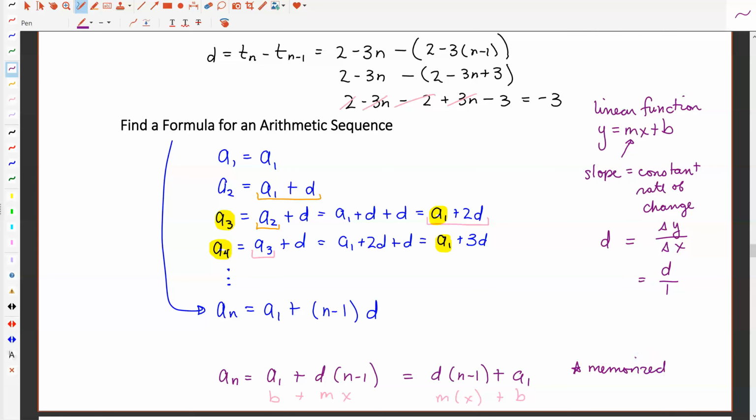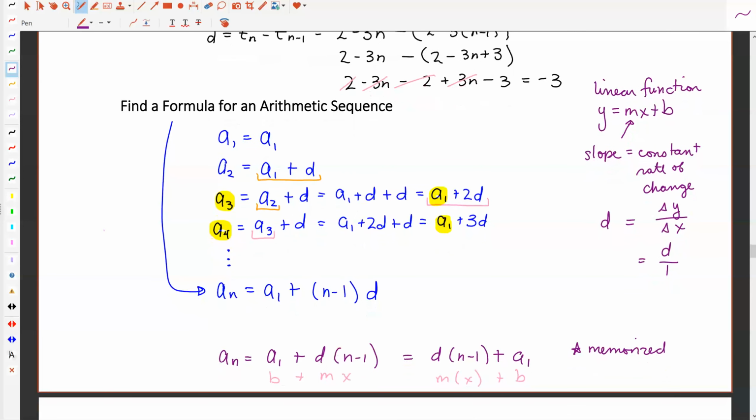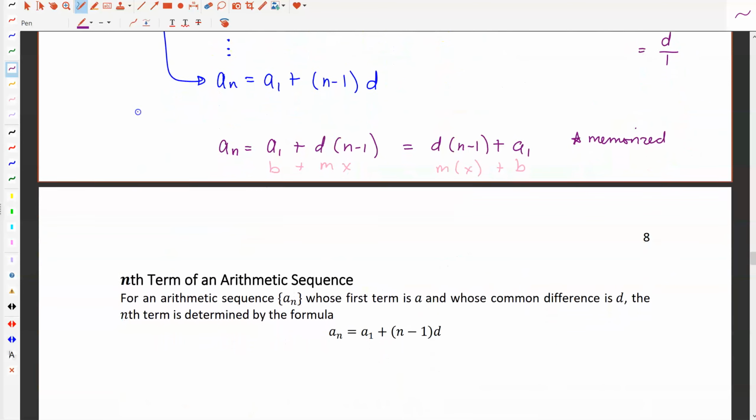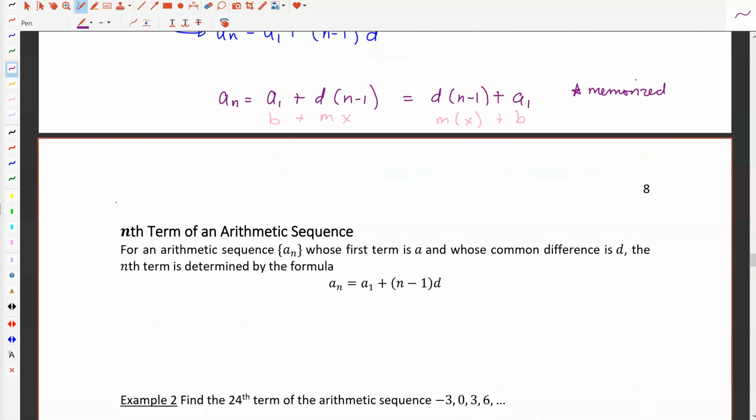Okay, that helps commit it to memory, but the formula then tells me that for any specific term in my sequence, we're going to need one less than that, and then multiply that by the common difference, and then we're going to add that to the first term. That's going to tell me basically how many times I had to add that common difference to the first term to get to that specific term in my sequence.